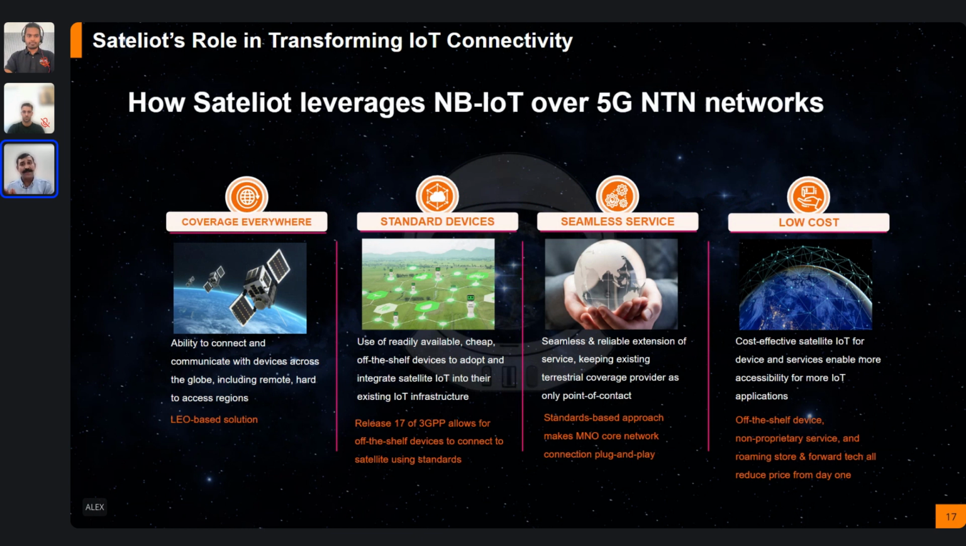And then lastly, we're talking about low cost. It is cost-effective satellite IoT. We are LEO, and our total cost of operation is much lower as compared to other solutions. So that's what we are offering to the community, to the NTN community, and to the end customers as well.